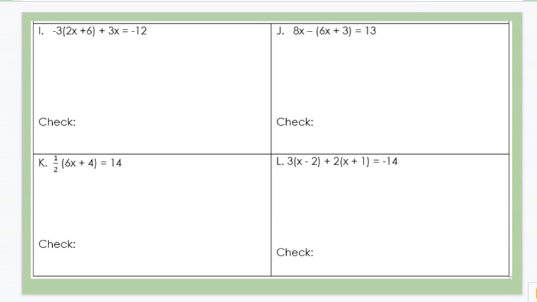Now we're working I, J, K, and L. So go ahead and write all 4 of these problems down and work them using the steps that we did on the previous examples 7 and 8. And once you've worked all 4 of them, press play and I'll go over how to solve them and check your work and your answers with you. Okay?